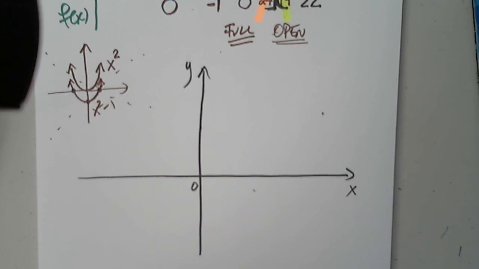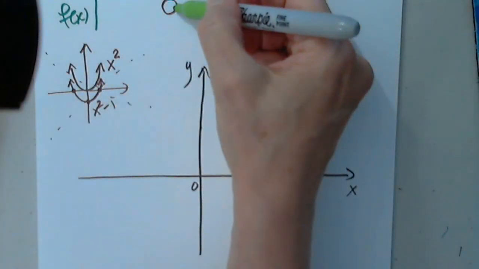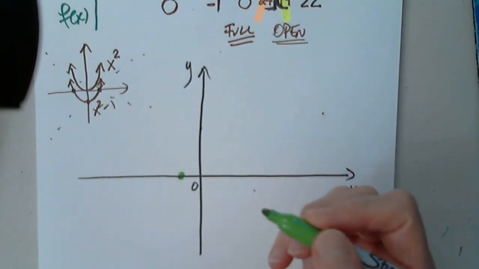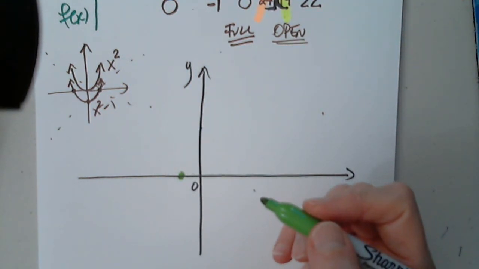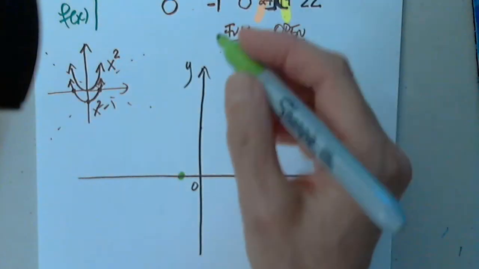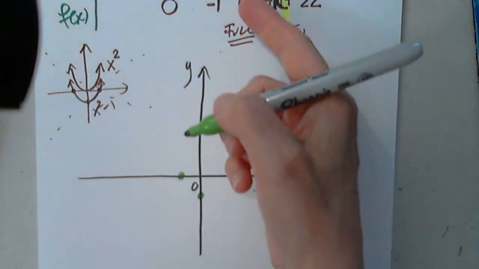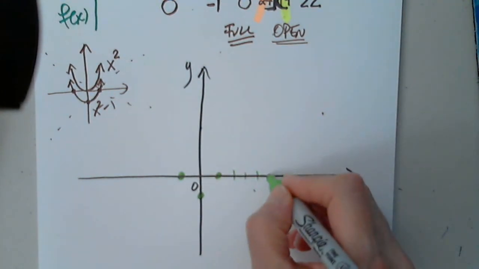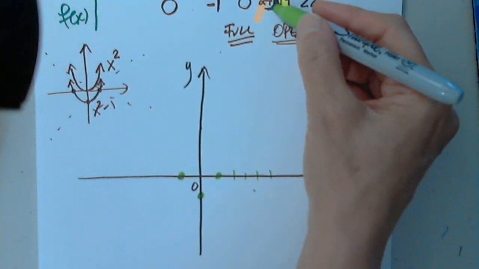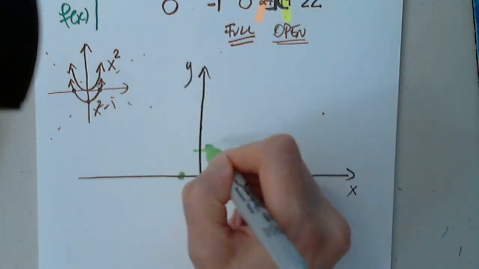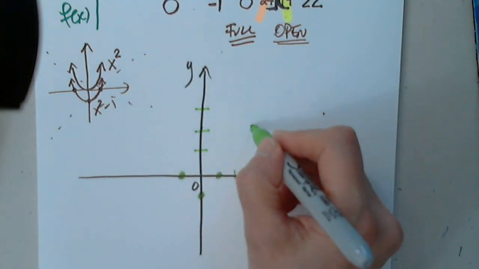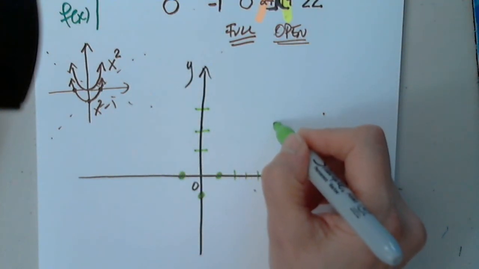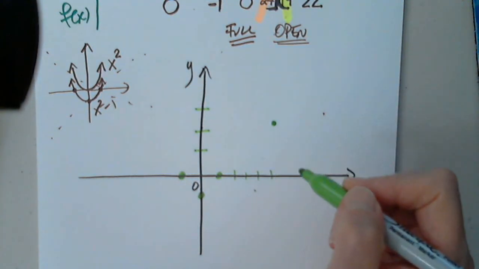Any questions? Anyone? Okay. -1, 0. Zero, -1. 1, 0. 2, 3, 4, 5. Since this is a big number, I'm just going to say here 10, 20, 30. So I'm going to put this number in here, or this ordered pair in here.